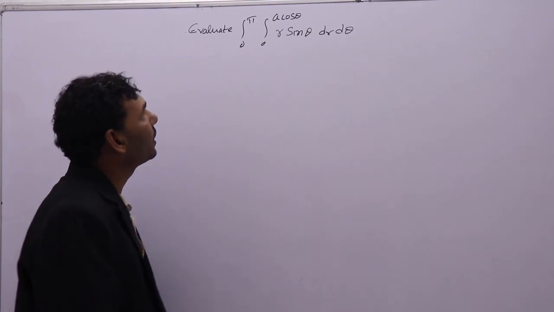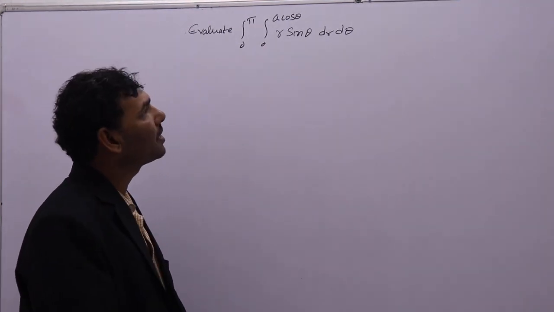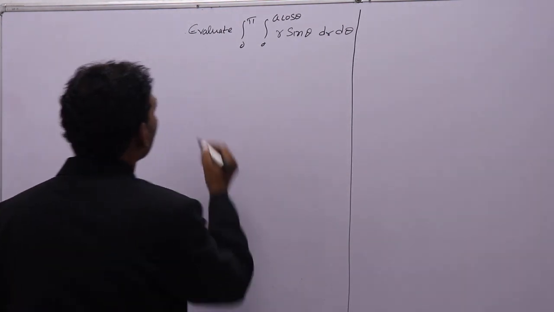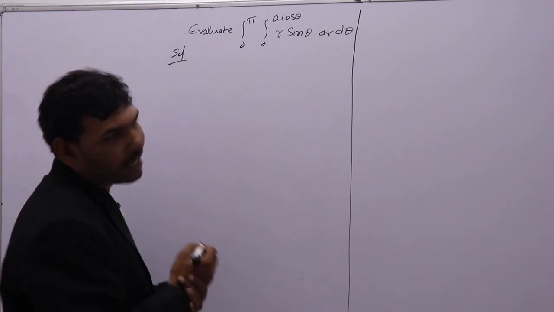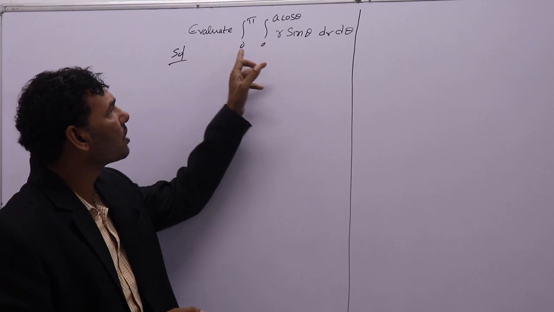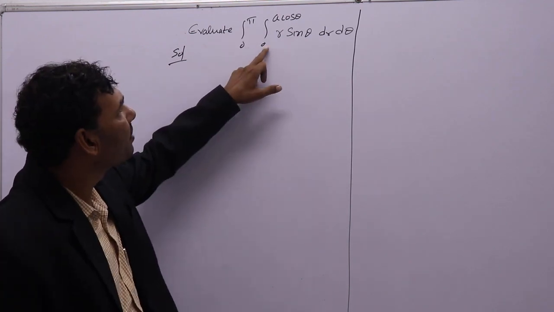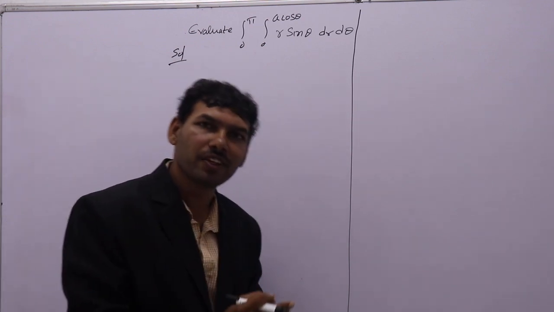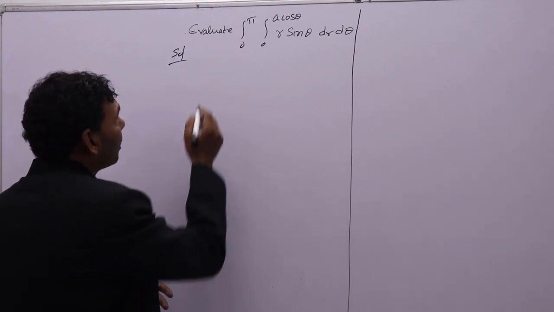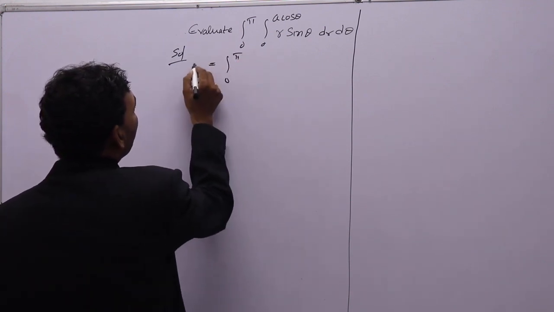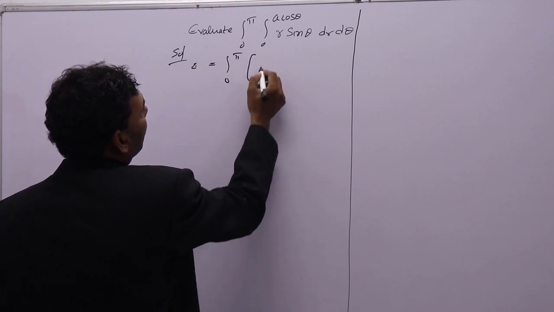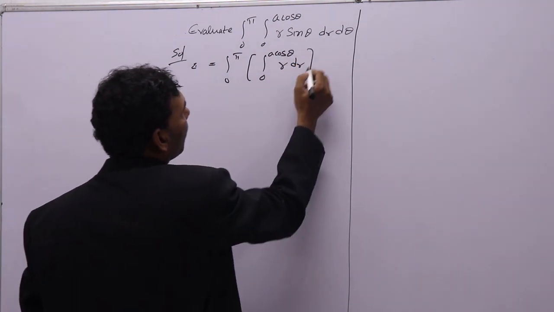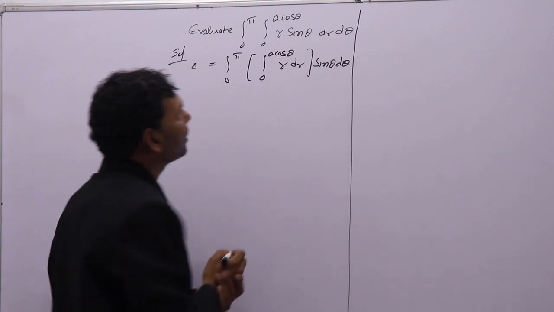Evaluate integral 0 to pi, integral 0 to a cos theta, r sin theta dr d theta. So limits are given clearly. We need to evaluate. Directly I am going to evaluate because the limits of theta are constant, 0 to pi. Limits of r are in terms of theta. When limits of r are in terms of theta, first integrate with respect to r, next integrate with respect to theta. What I am saying, integral 0 to pi, integral 0 to a cos theta, r dr, sin theta, constant, d theta.